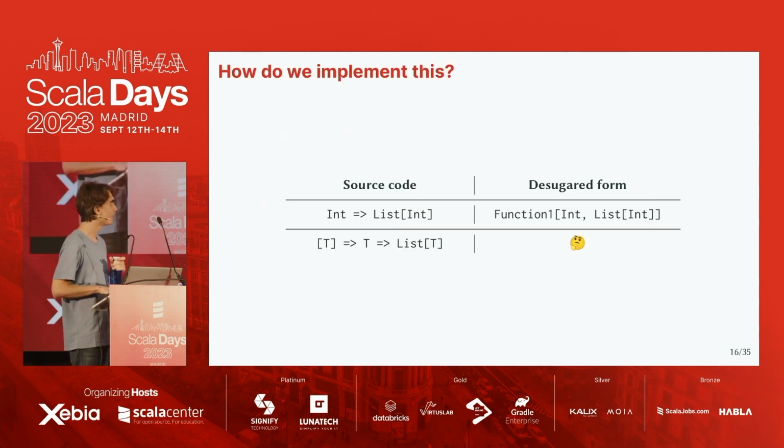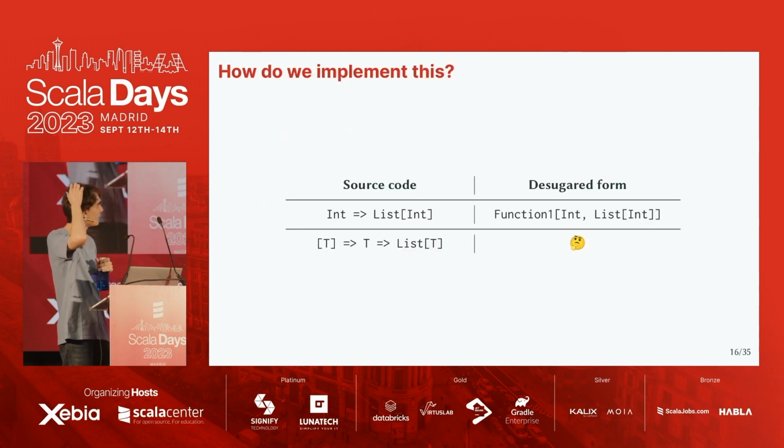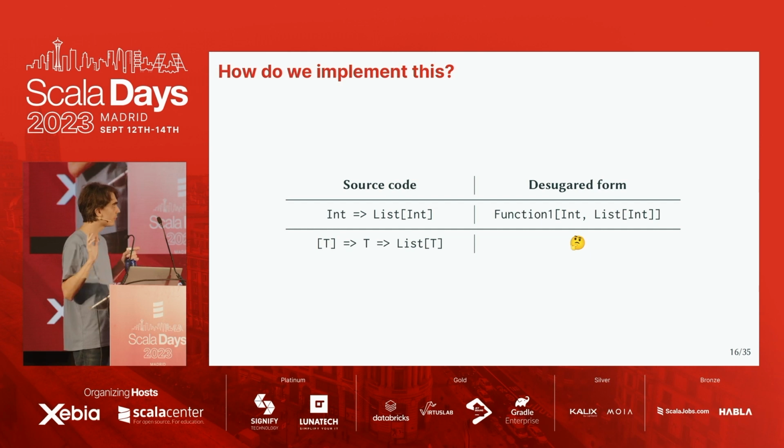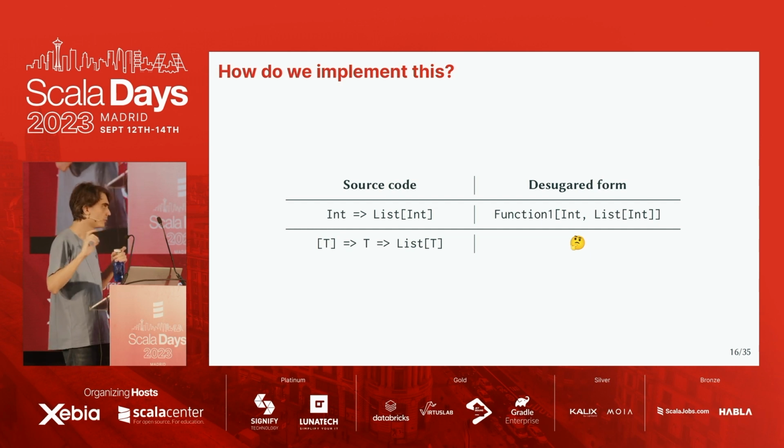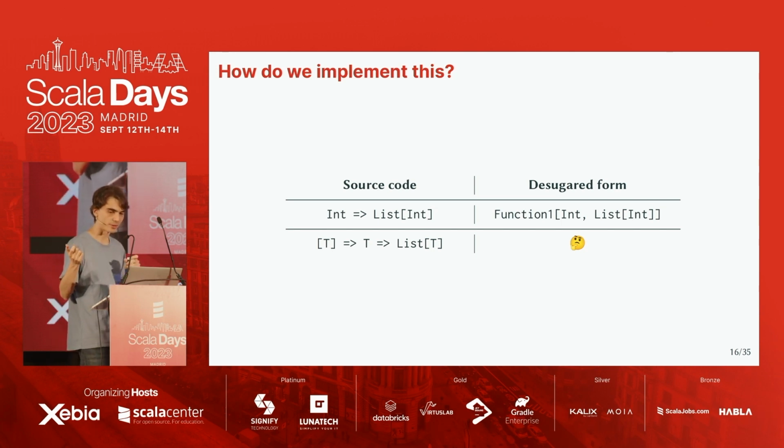Okay, so let's go deeper now. So I already showed you how a function from int to list of int is just a function1 int, list of int, where function1 is a trait. But now, if I have a polymorphic function, how do I represent this in the Scala type system? We could add polymorphic function as a first class concept in the Scala type system, but we'd prefer to reuse existing concepts if we can.